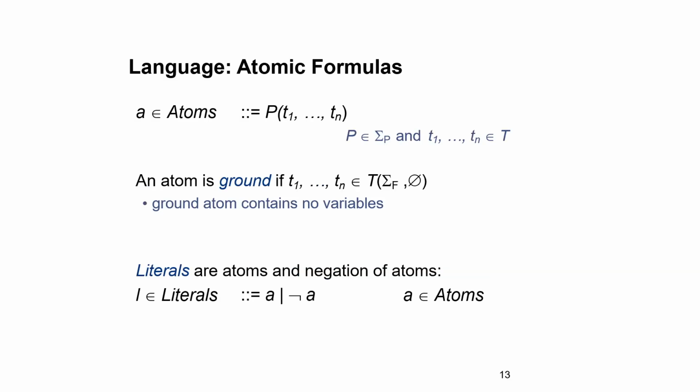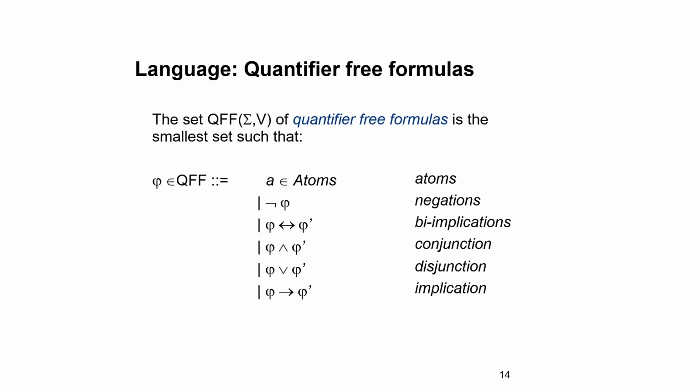Okay, then atomic formulas. In our language, an atom would be defined as some predicate over terms. And we can say an atom is again ground if it contains no variables. So again, the same thing. If it doesn't contain variables, then it's ground. And then we can say literals are atoms and the negation of atoms. So just wrap some kind of predicate around some terms, and then you have your atomic formulas.